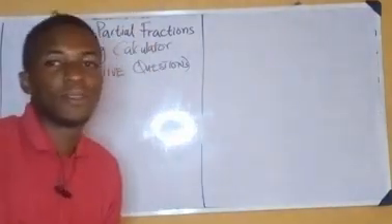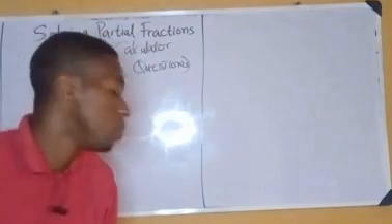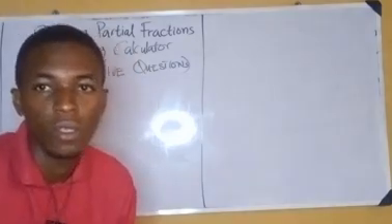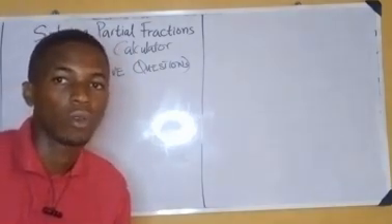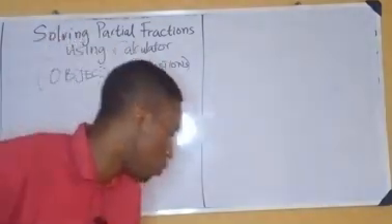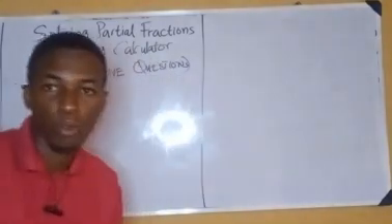Okay, good morning everyone. My name is Shuden Damila from the Swot Group, and this morning what we'll be doing is solving objective questions of partial fractions using a calculator. Which calculator are we going to be using? We'll be using the Casio 991 ES Plus.